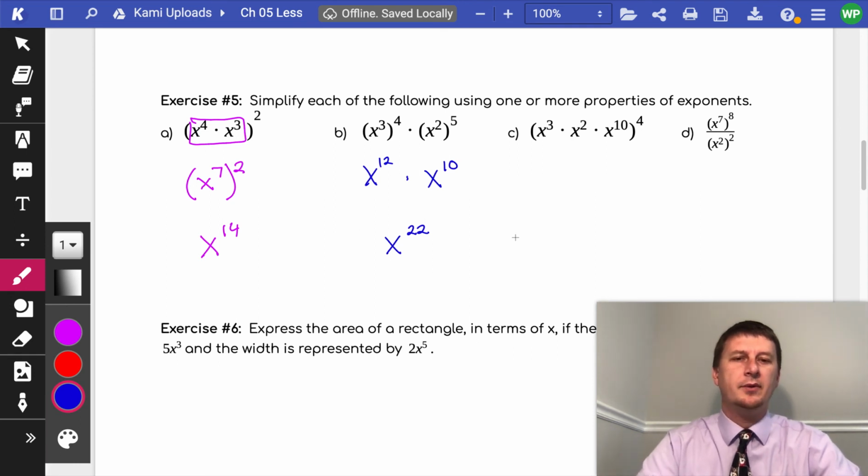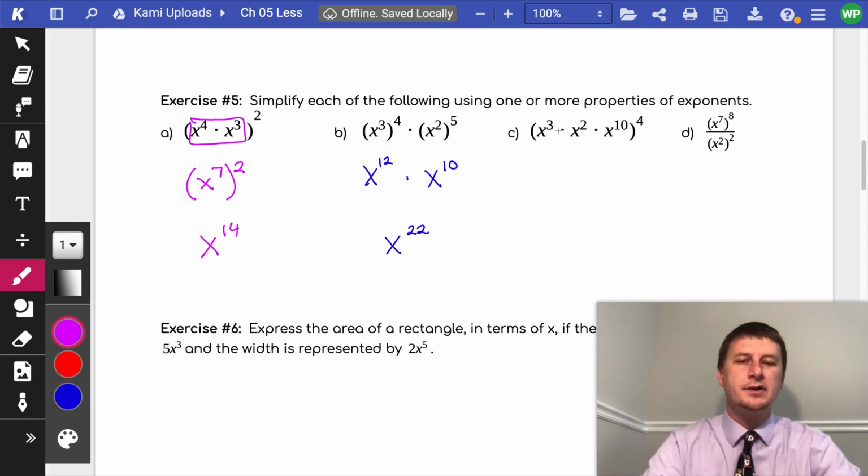Now in part C, again, we want to follow our order of operations, and it says to simplify our parentheses first. So we're going to have x to the third times x to the second times x to the 10th. And that's going to simplify to x to the 3 plus 2 plus 10, and that's 15 inside the parentheses, with the power of 4 outside those parentheses. Finally, we have power of a power property, and that's going to be x to the 15th to the 4th, which is x to the 15 times 4, which is x to the 60th power.